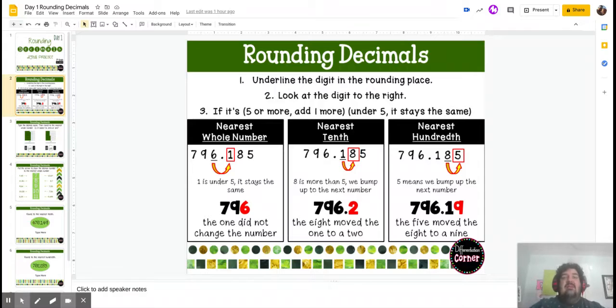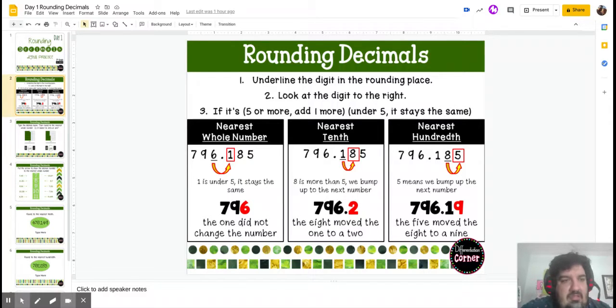When you're rounding, you underline the number you're rounding to, and then the number to the right, if it's 5 or more, you round it up. If it's not 5 or more, you keep it the same, and that's it. All right, so keep that in mind while we're talking about this. We'll do a little lessons here in just a second.